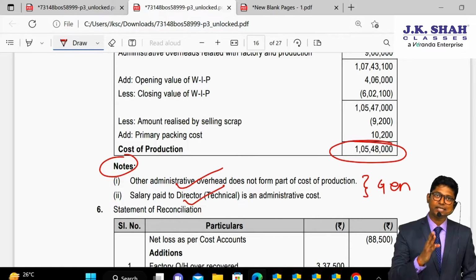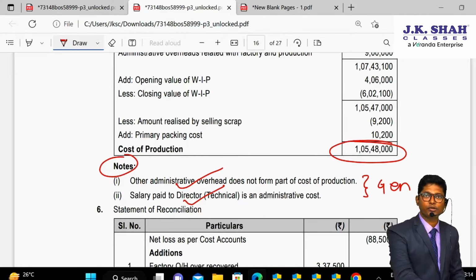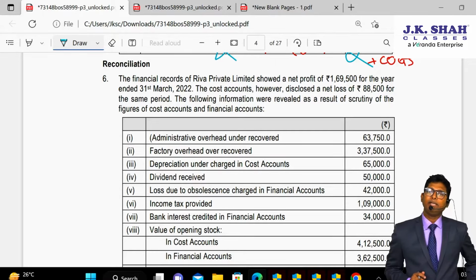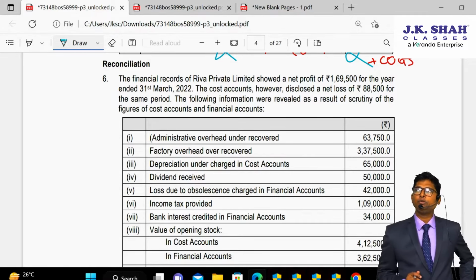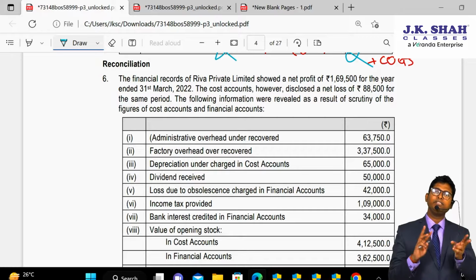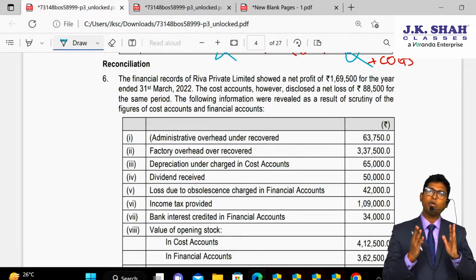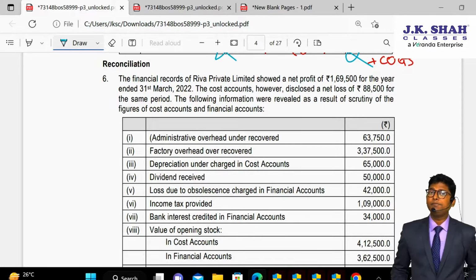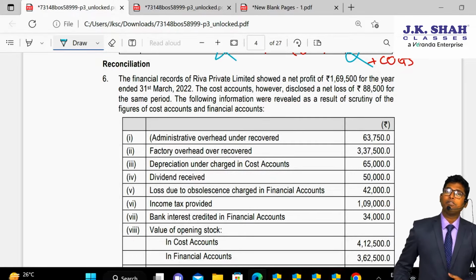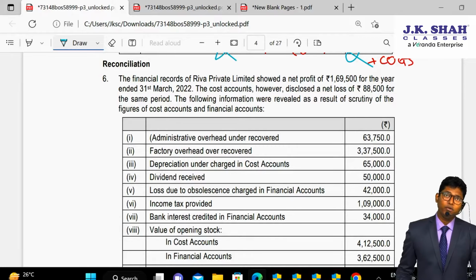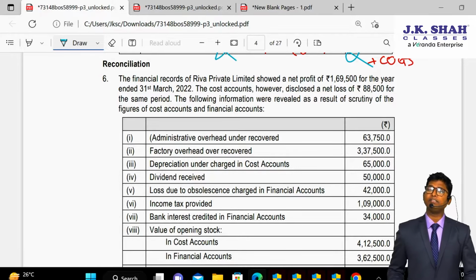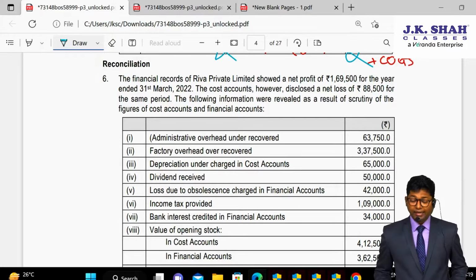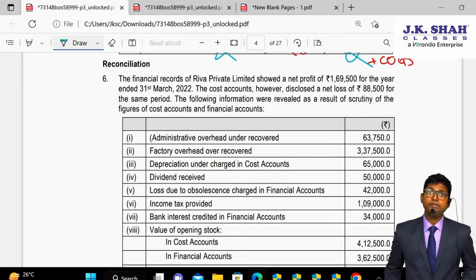So let's discuss the next one, and that is question number 6. Whenever you are dealing with a reconciliation statement, guys, it shows all the reasons for the differences in the profit as per cost records and profit as per financial records. When a company prepares both records, obviously because of different accounting rules, differences in profit come, and we have to show and analyze those differences by preparing the reconciliation statement.